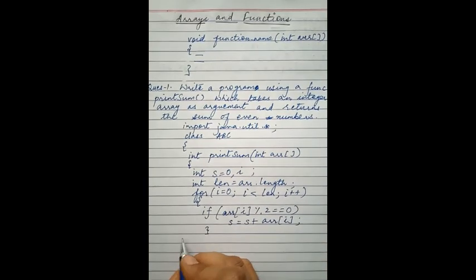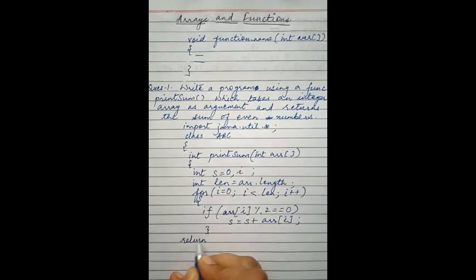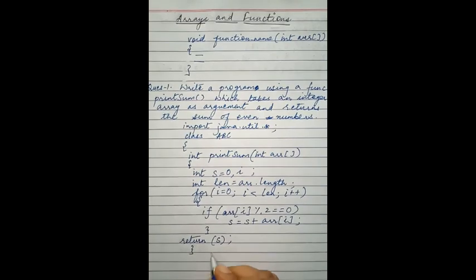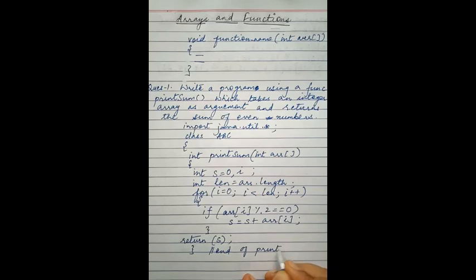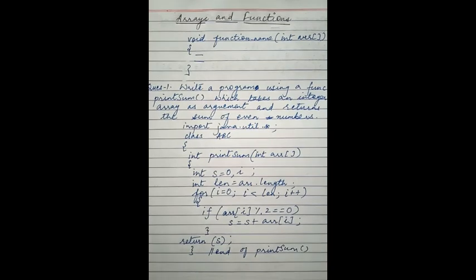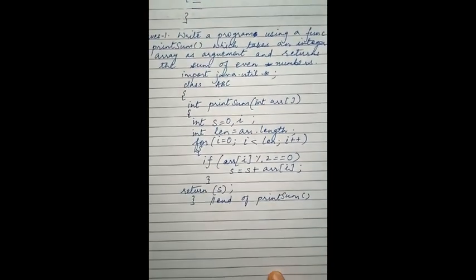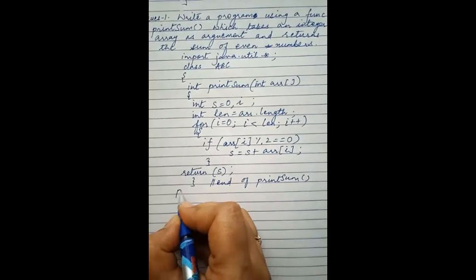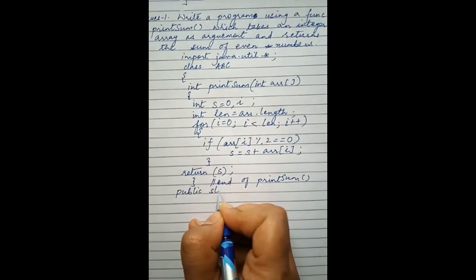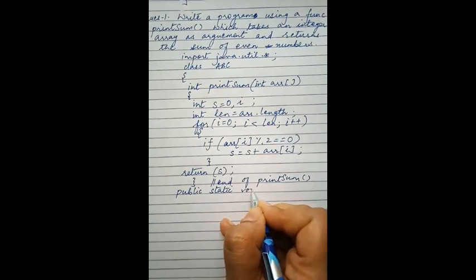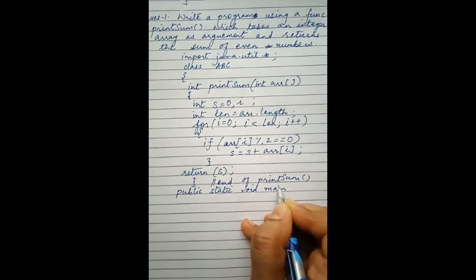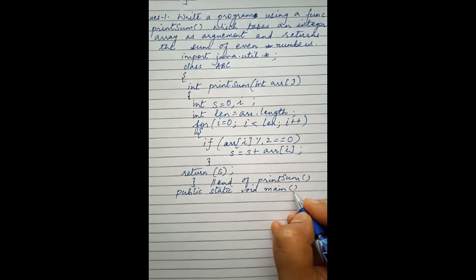This is the end of for. Here I am returning s and this is the end of the function. End of print sum function. Now I'll write public static void main, String args, you can write here.